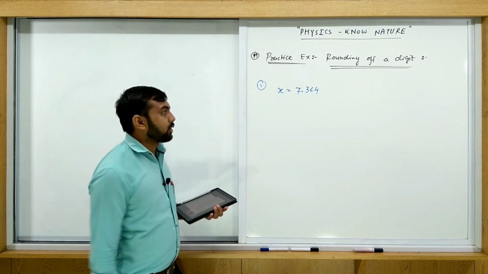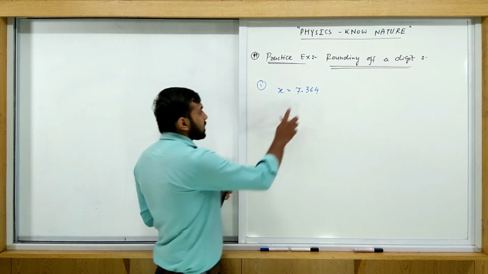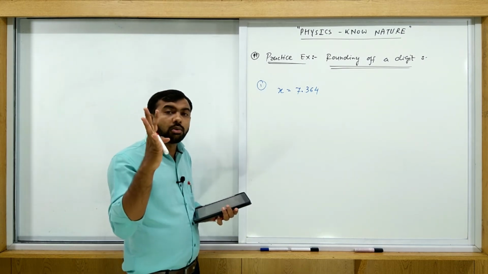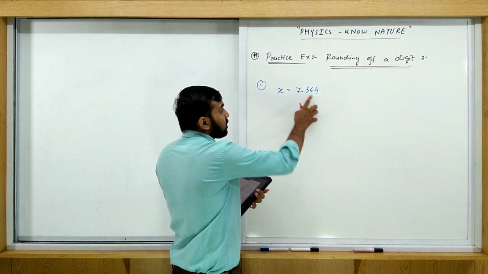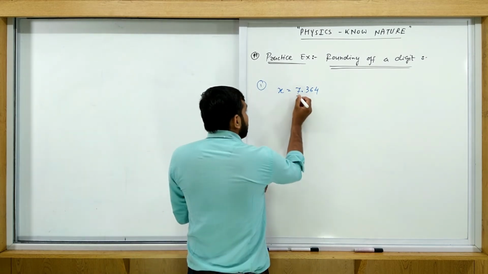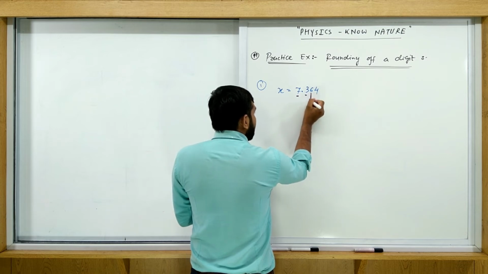Okay, we have to try to solve this example. How many digits are here? 1 2 3 4, total 4 digits. We write up to 3 digits. So first, second, and this one is the third digit.